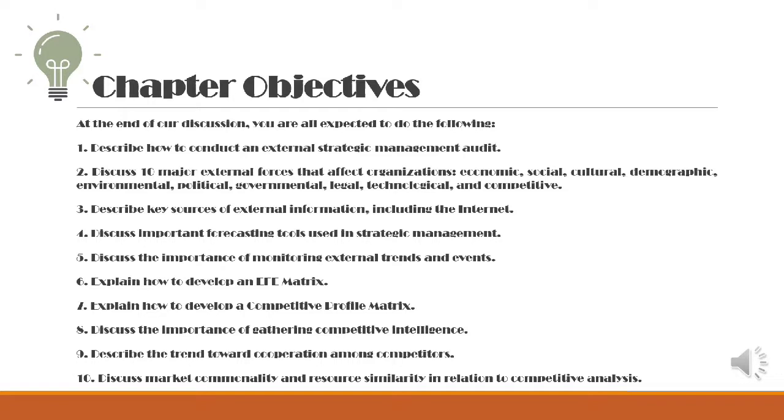Four is to discuss the important forecasting tools used in strategic management. Fifth is to discuss the importance of monitoring external trends and events. Sixth is to explain how to develop an EFA matrix. Seventh is to explain how to develop a competitive profile matrix. Eighth is to discuss the importance of gathering competitive intelligence. Ninth is to describe the trend toward cooperation among competitors. And lastly is to discuss market commonality and resource similarity in relation to competitive analysis.